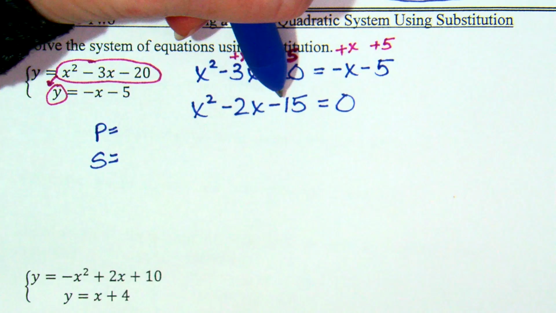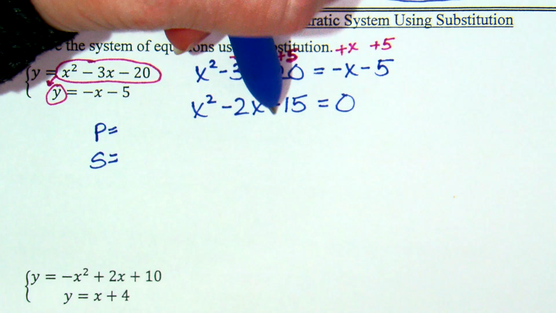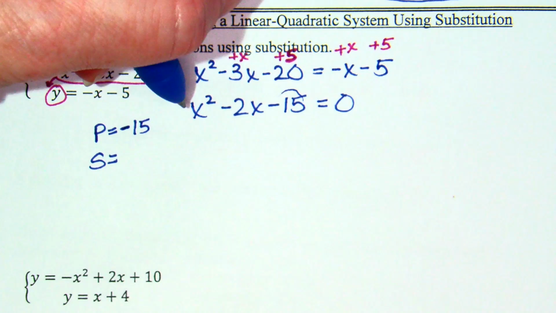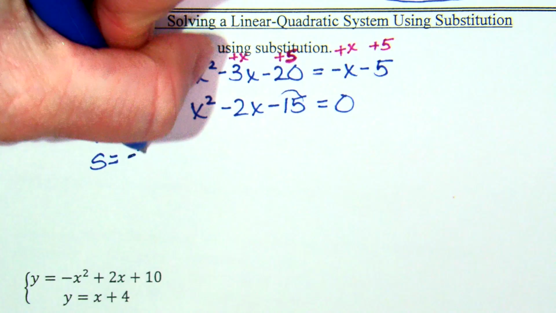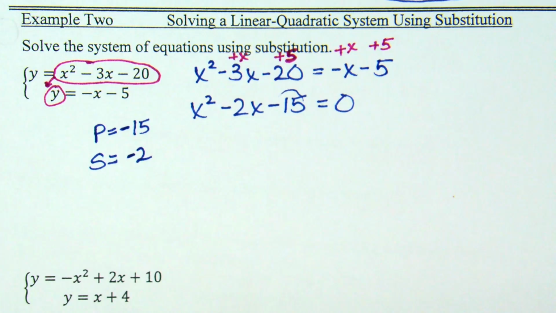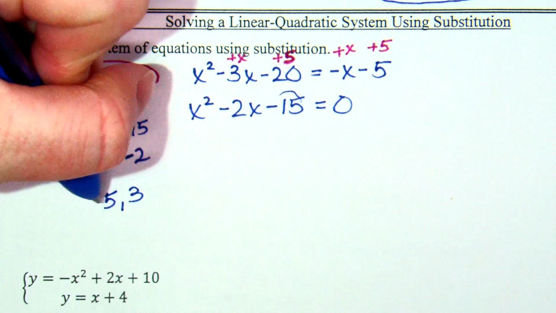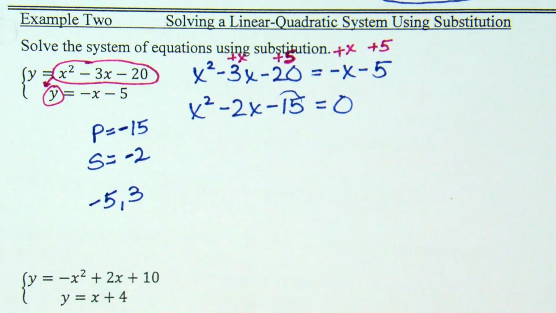We need a product of what? Negative 15. And that's because in front of x squared, there's only a 1, right? So we don't have to worry about that. A sum of negative 2. So I need a pair of numbers that multiply to be negative 15 and add to be negative 2. Some combination of 5 and 3, yes, because 5 times 3 is 15. 5 minus 3 is 2. Since we need it to be negative 2, we're going to say negative 5 plus 3. What do I do with that negative 5 and 3?